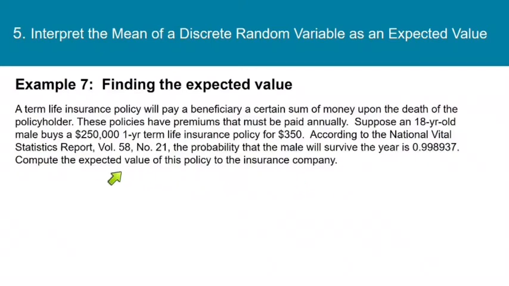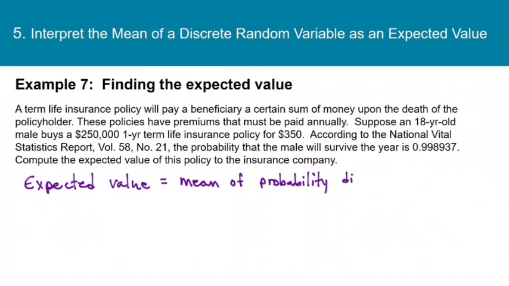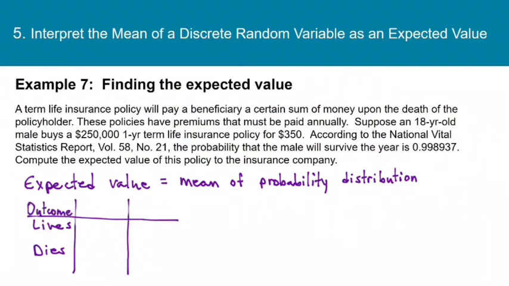Now remember, the expected value is just the mean of the probability distribution. And also notice that they asked us to find the expected value of this policy to the insurance company. So when we write the numbers down, we need to do it thinking about what the insurance company has to gain or lose. Now there are only 2 outcomes for this 18-year-old male. Either he lives through the year or he dies. And so we'll make a probability distribution out of this.